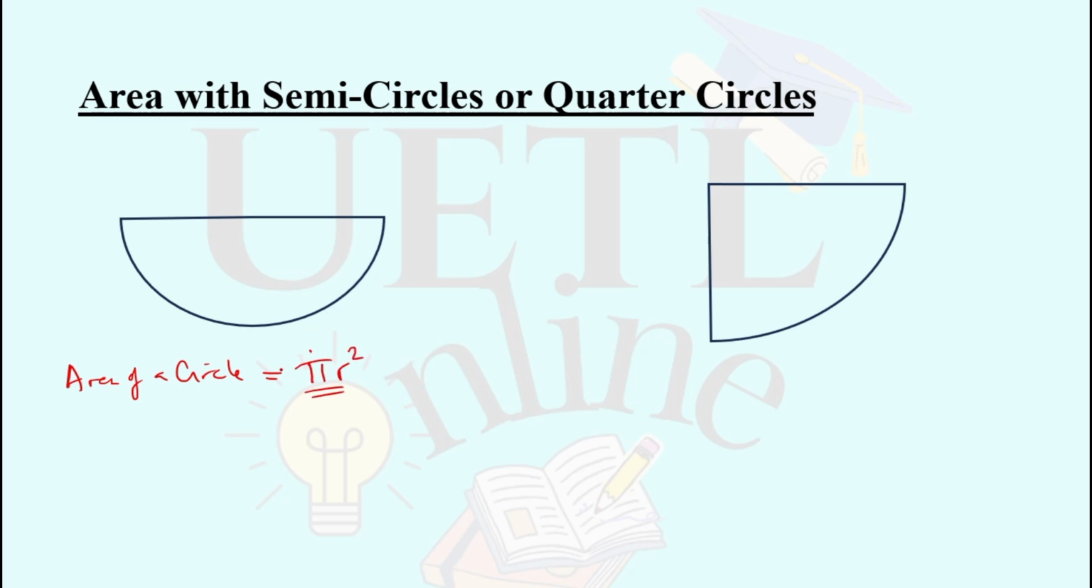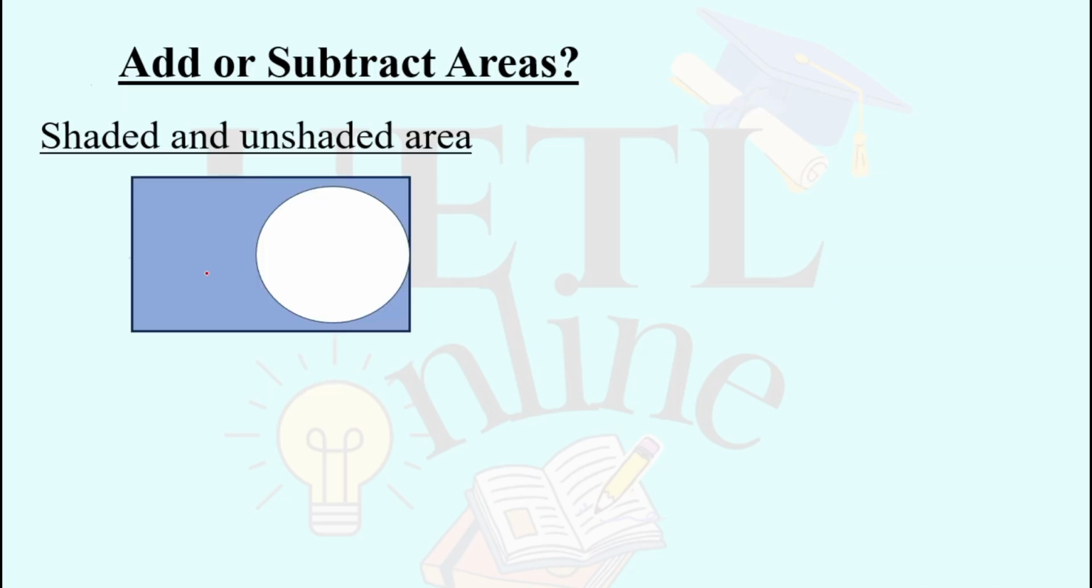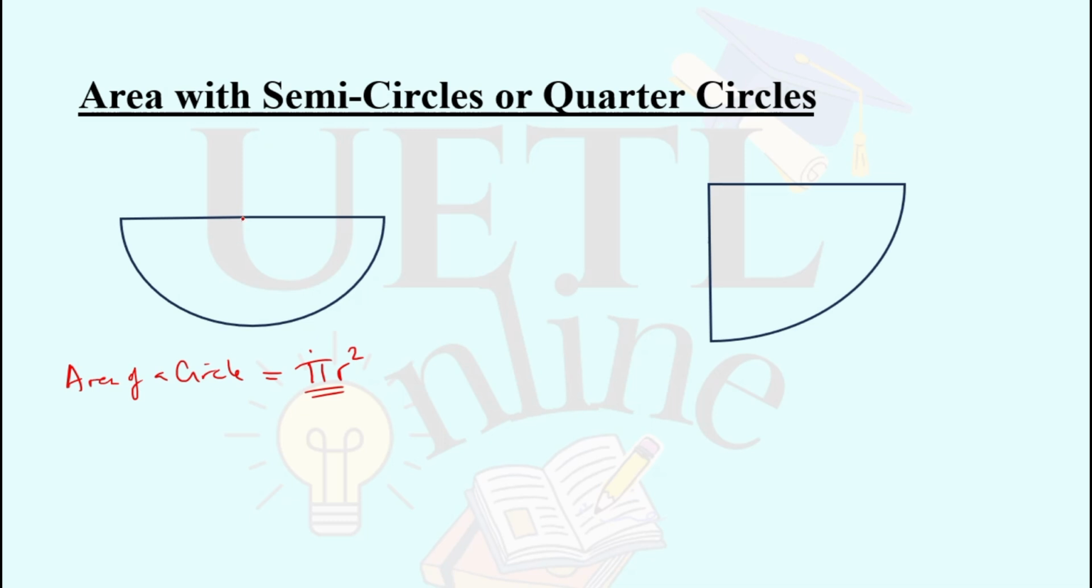Now we're going to look at the area of semicircles or quarter circles. Let's say this is a half circle, which is what we call a semicircle. We have our radius here. Our radius is the distance from the center to the circumference. To find the area of a semicircle, you know that this is half of a circle, so we say half pi r squared. In this case, we can simply find the area of a semicircle.